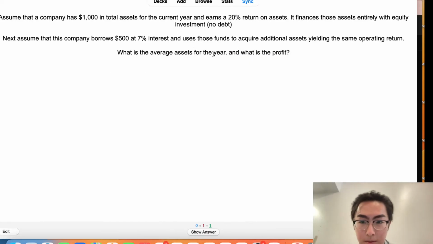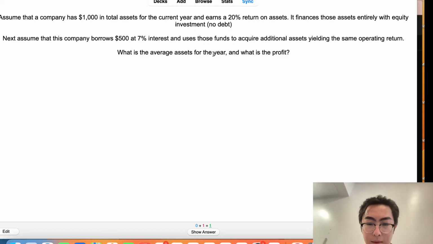Okay, so this is a more complex example that builds off the previous one. It assumes that the company borrows $500 at 7% interest and uses these funds to acquire additional assets yielding the same operating return. I think what's going on here is you have to think about the non-operating return now and how that might affect the net operating return on the operating assets.